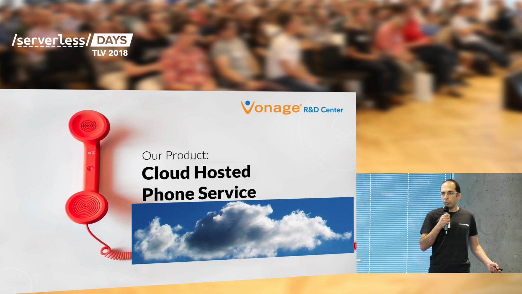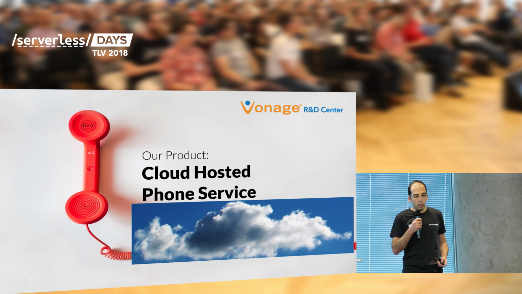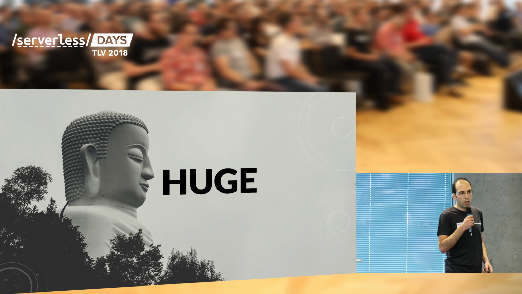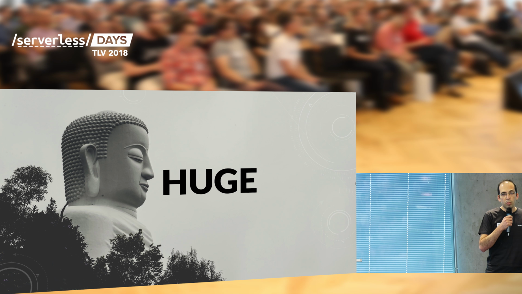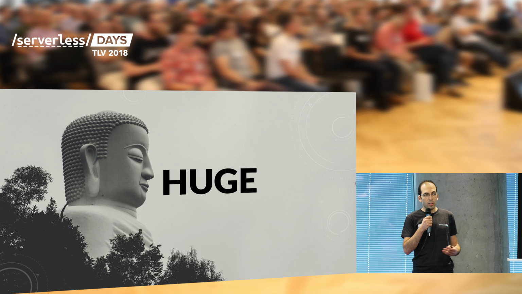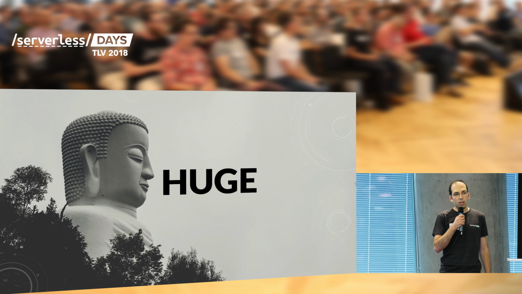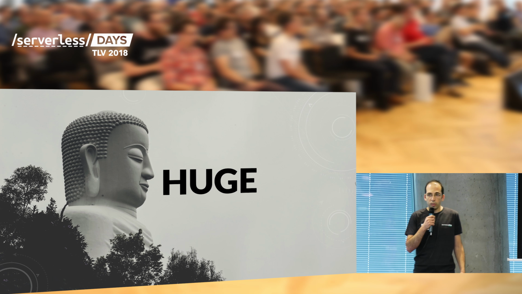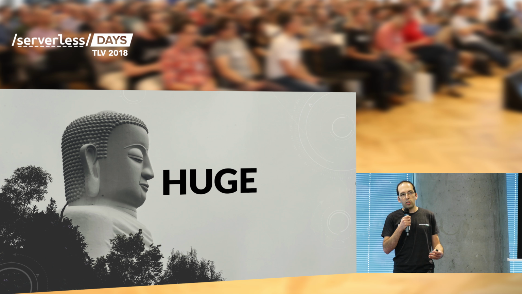So what's the problem? Basically, you get a huge Lambda. And that can be a problem in itself because Lambda has some limitations such as size. We've seen this 50 mega size limit. So that can be a problem. But also there are other challenges.